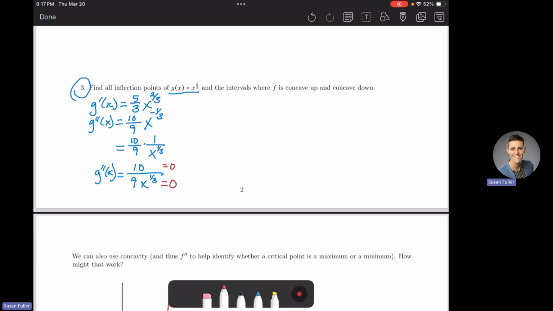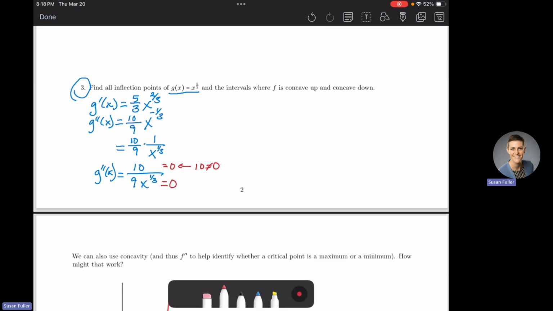Now, if you look at the top, 10 equals 0, that doesn't make any sense because 10 doesn't equal 0, right? There's no variables up top, so it doesn't matter what value the variable takes on. 10's never going to be 0. So I don't actually get any critical points here, or sorry, inflection points, because this is the second derivative. So I'm just going to say 10 does not equal 0, so we don't have to worry about that one.